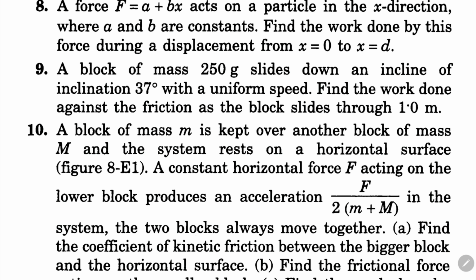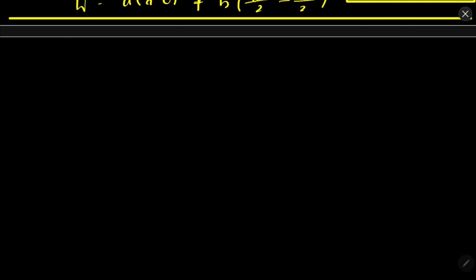In question number 9 we have a block of mass 250 gram and it is sliding down an inclined plane at an inclination of 37 degree with uniform speed. Now the work done against the friction as the block slides through 1 meter is, so we need to find the work done.